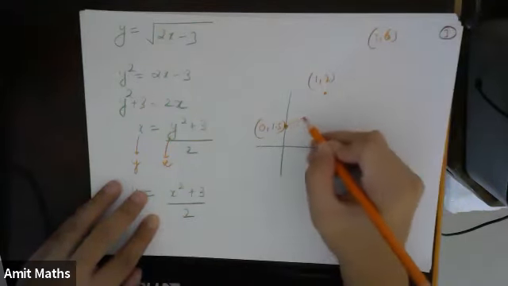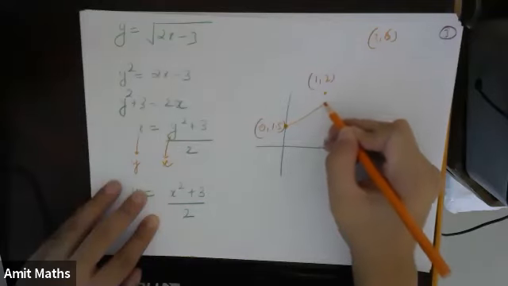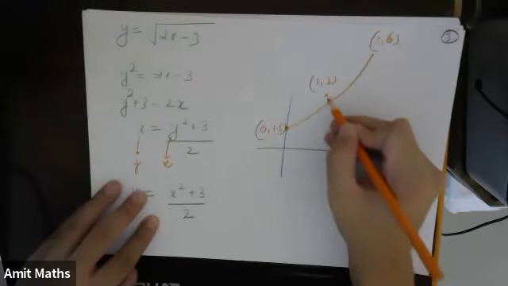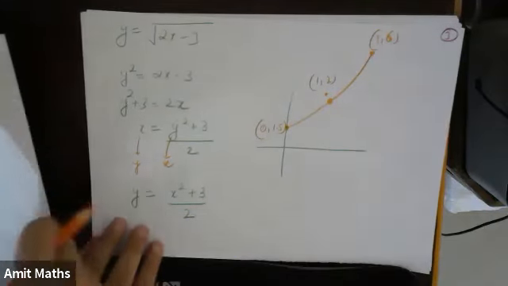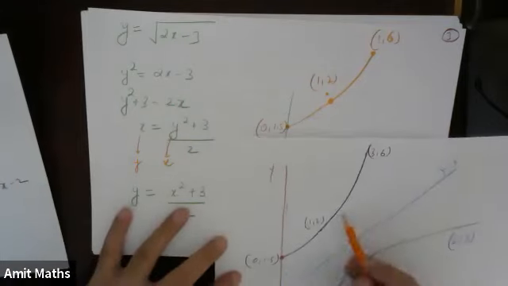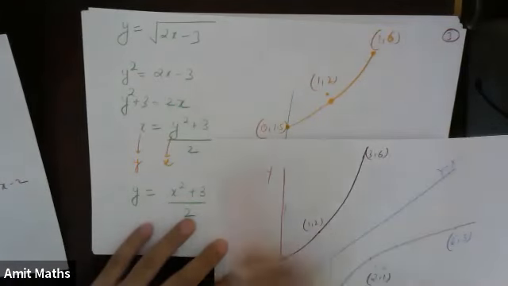So the graph will be something like this. This graph is actually tallying with the graph which we have plotted. This is the function.